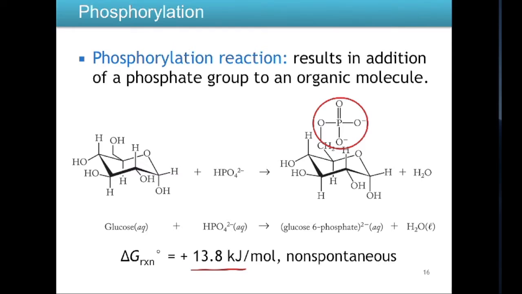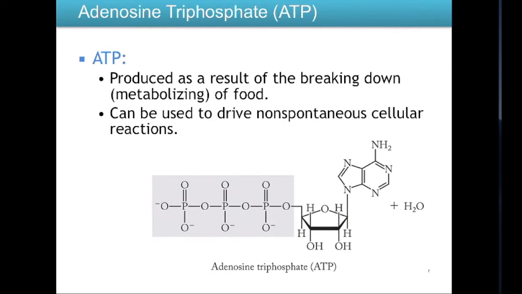So if this process has to occur in order for glucose to produce energy for the organism, how does this process proceed? I'm sure many, if not all of you, have heard of ATP or adenosine triphosphate, and that is the energy storage system of living organisms. It's produced as a result of breaking down or metabolizing food, and it can be used to drive non-spontaneous processes to make them spontaneous.